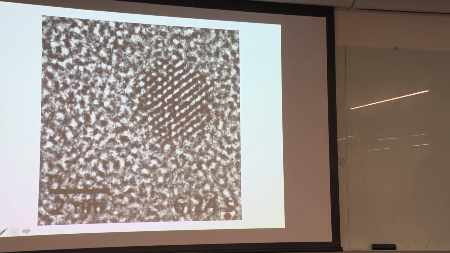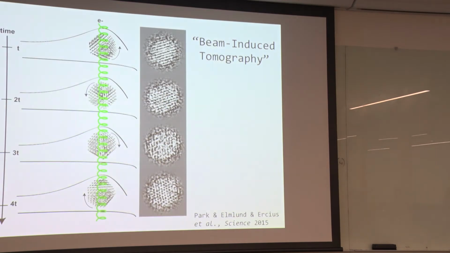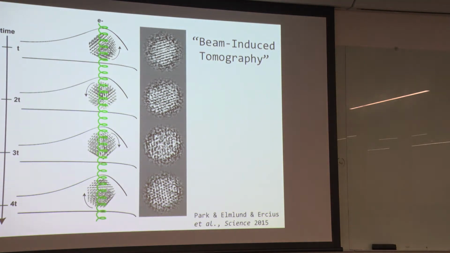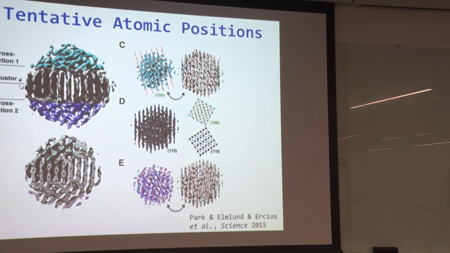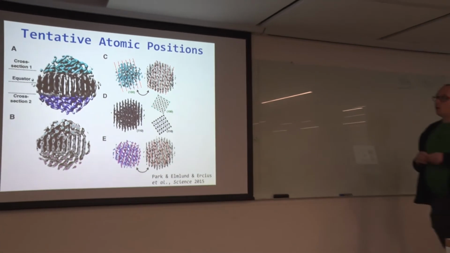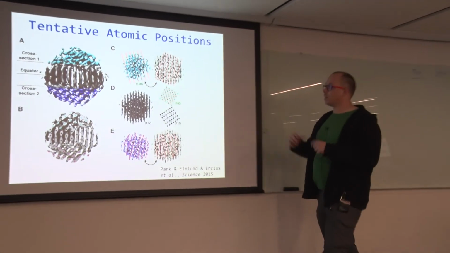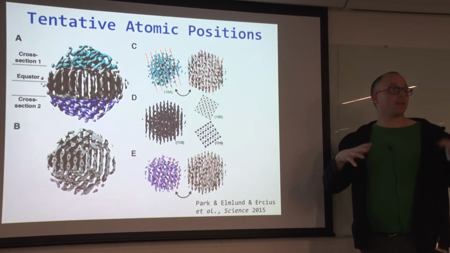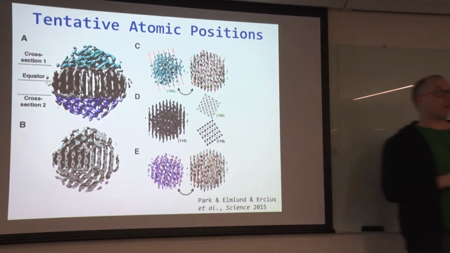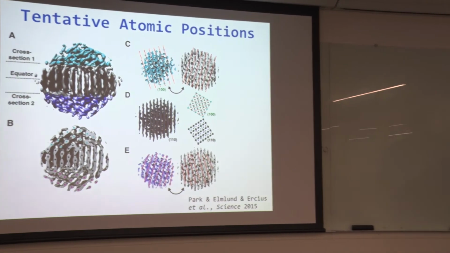And so when I saw this, I called it beam-induced tomography, because I think that's exactly what it is. And there's obviously lots of room for improvement. This is a very challenging problem. But we managed to reconstruct 3D density maps so we could propose tentative atomic positions. And what we saw was that these nanoparticles have multi-domain structures, and this is because of the way that they are formed. They are formed by multiple coalescence events.